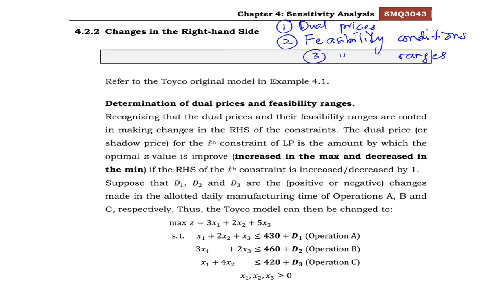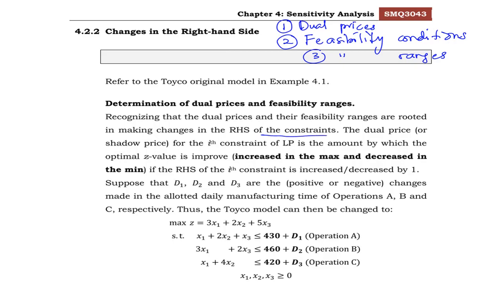We can use the optimal tableau from the original LP to calculate these three things. So refer to the TOYCO original model in example 4.1, for the determination of dual price and feasibility range. Recognizing that the dual price and their feasibility range are rooted in making changes in the right hand side of the constraints.